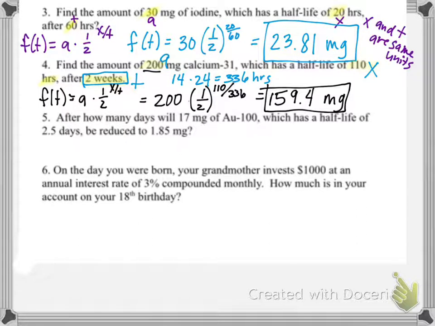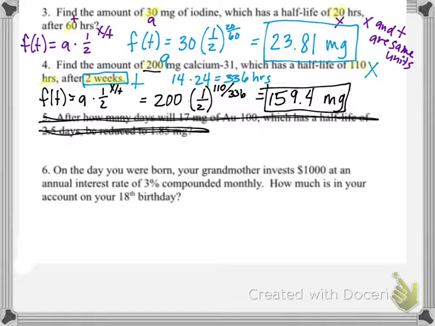Okay, number 5, it says, after how many days will 17 milligrams... Okay, so for this one, we're going to cross this one out. You will not be tested over this one. And we'll get to that next semester when we talk about logarithms, and it'll be fun.